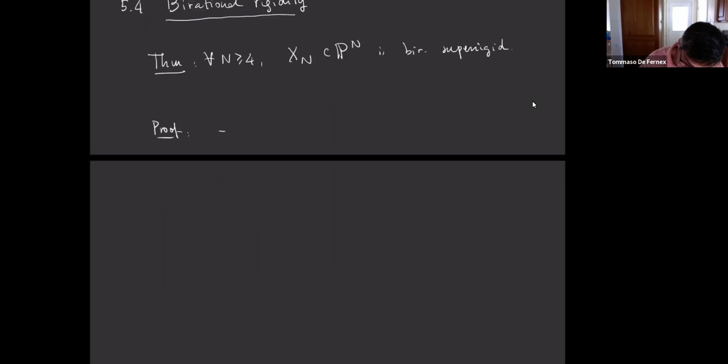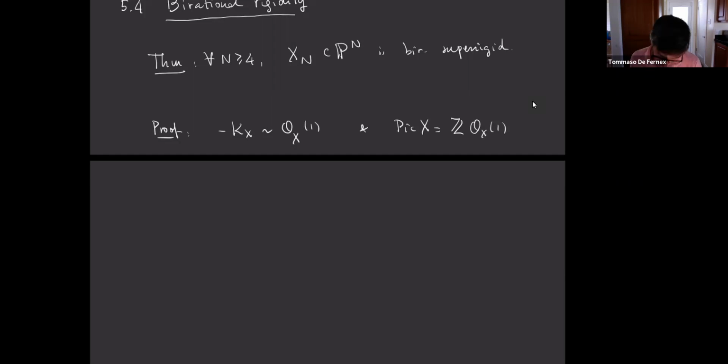The proof is that first we already observe that K_X is linearly equivalent to O_X(1), by adjunction. Another thing that I want to say is that the Picard group of X is generated by the plane section, or the canonical class, if you like. This follows from the Lefschetz hyperplane theorem. Here we're using that the dimension of X is at least 3. So now assume X is not birationally superrigid.